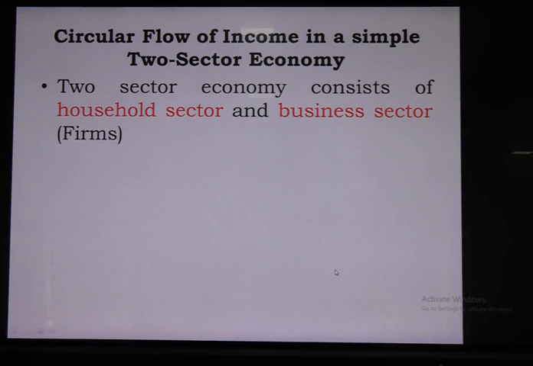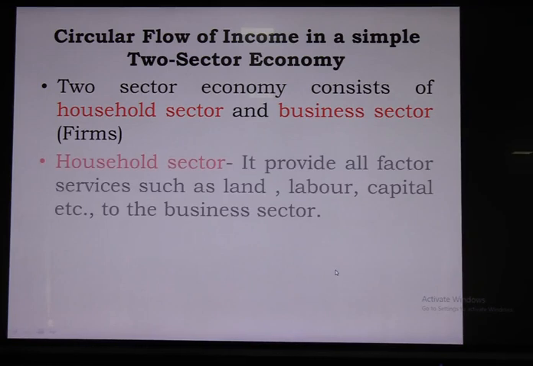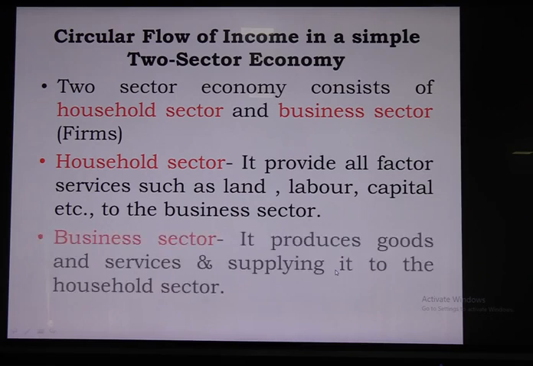Then how is the circular flow happening in the two-sector economy? The two-sector economy consists of household and business sector, that's the firm. The household sector provides all factor services such as land, labor, capital to the business sector. The business sector produces goods and services and supplies them to the household sector. So the role of the household sector is to what? Provide service to the factory and earn reward.